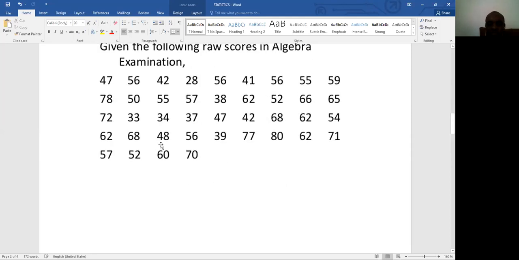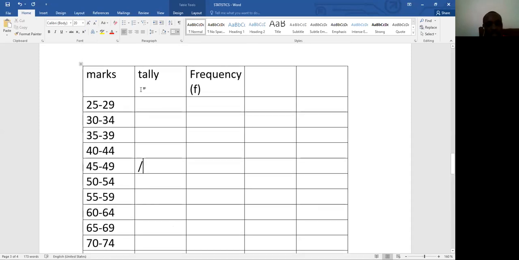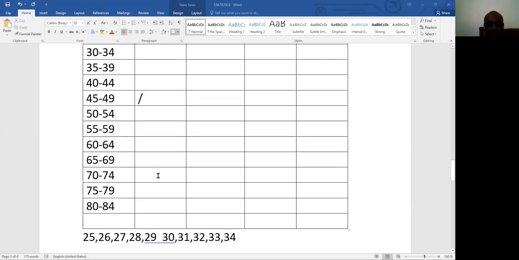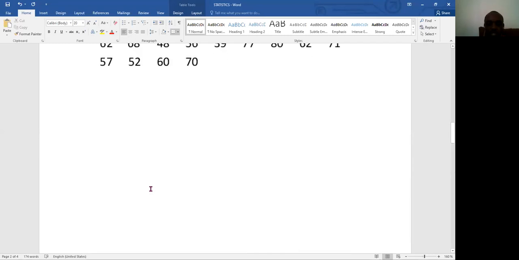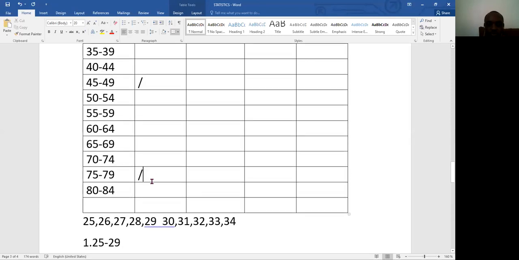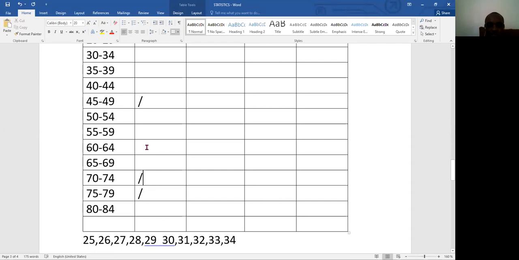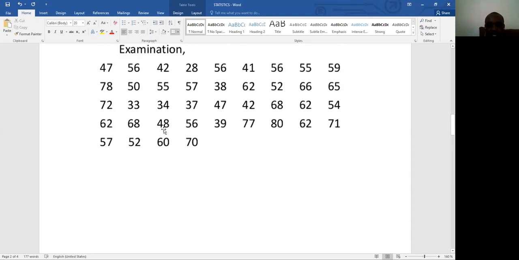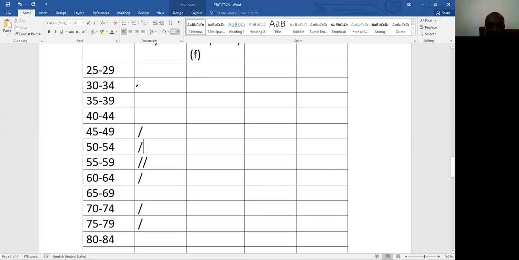Okay, so I start with the 47. The first number here you can see is 47. 47 inaanguka wapi? Hapa. So I put this one. For 78 is here. 72, 62, 57. 72 is here. 62 is here, and then 57 is here. 56, 50 and 33. 56 is here, and 50 is here, and 33 is here.